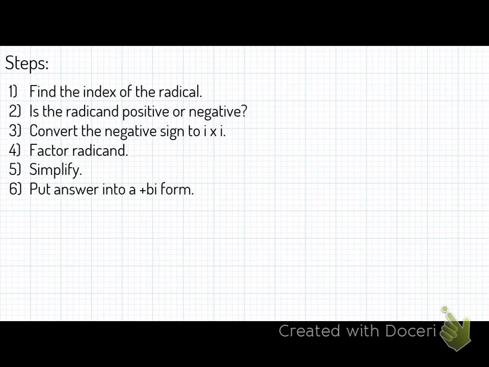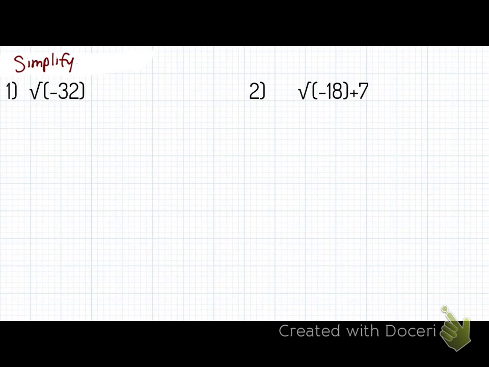So if you're on the video, these are the steps. We find the index of the radical. Is the radicand positive or negative? Convert the negative sign to i times i. Factor the radicand, simplify, and put the answer in a plus bi form. Okay? So, looking up here, let's do a few of these together.